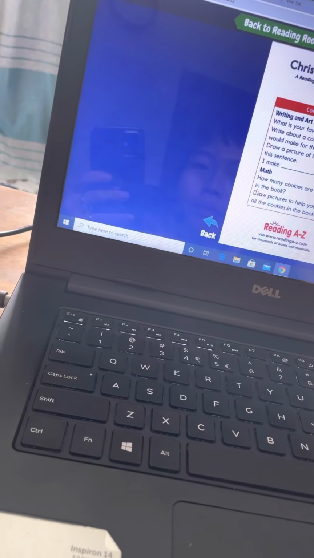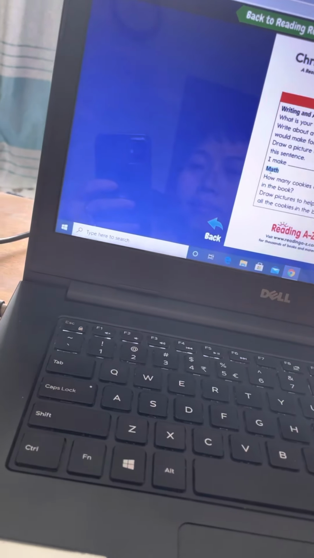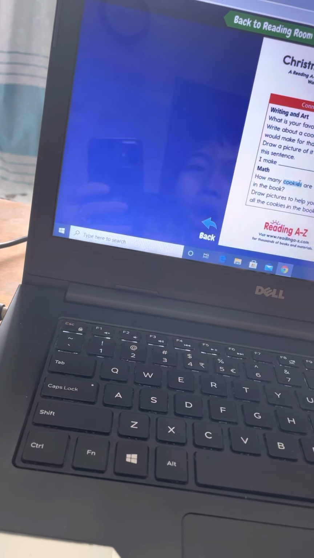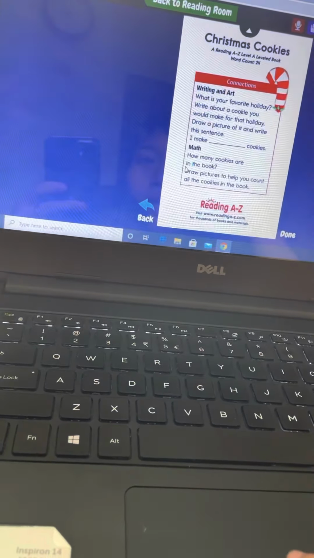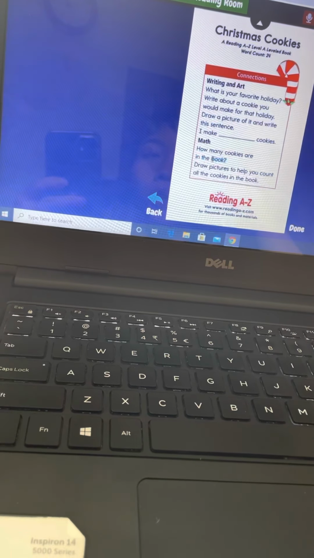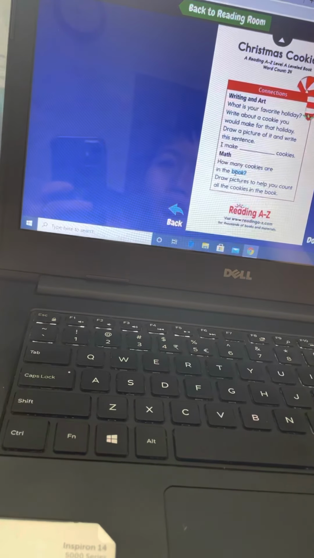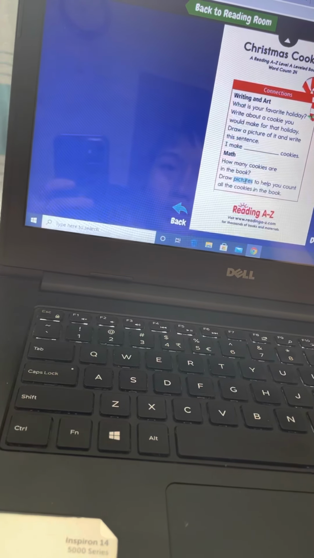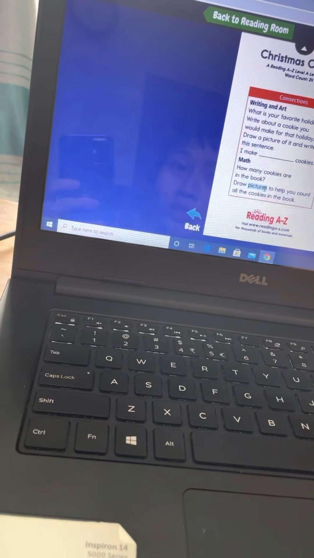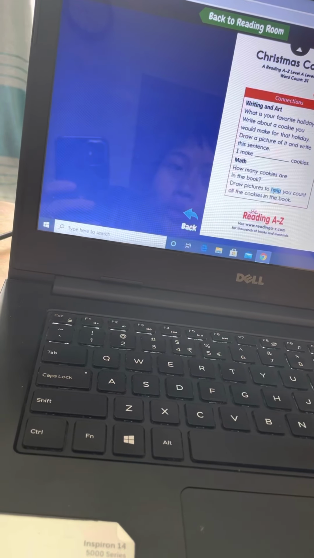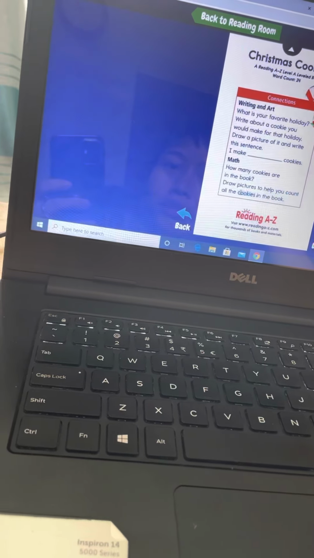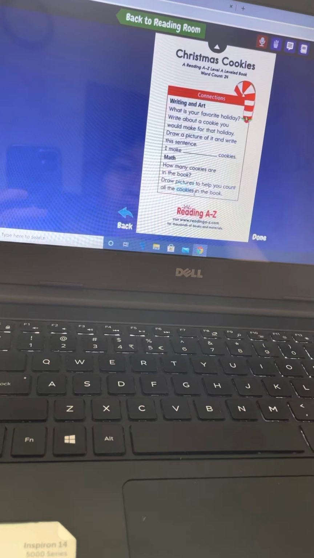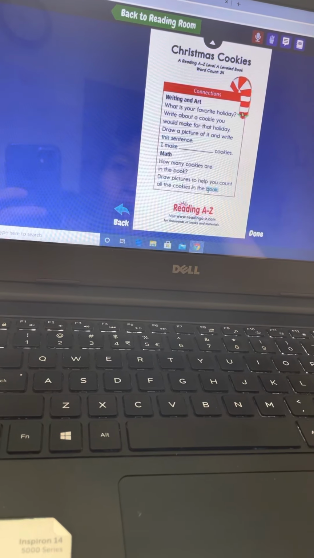Math. How many cookies are in the book? Draw pictures to help you count all the cookies in the book.